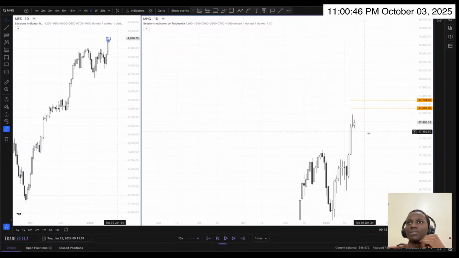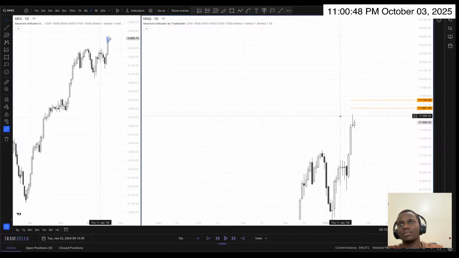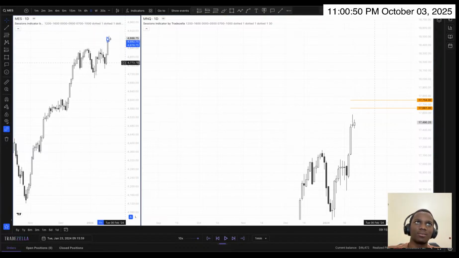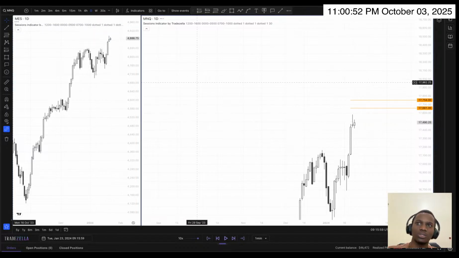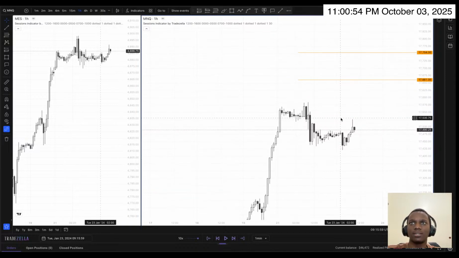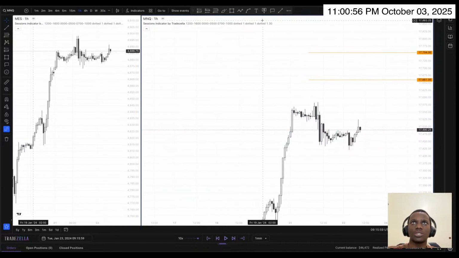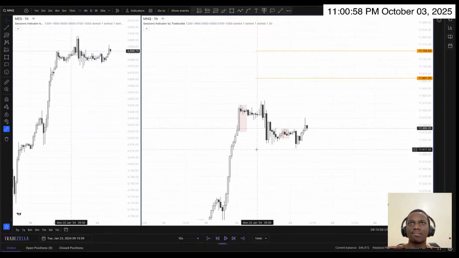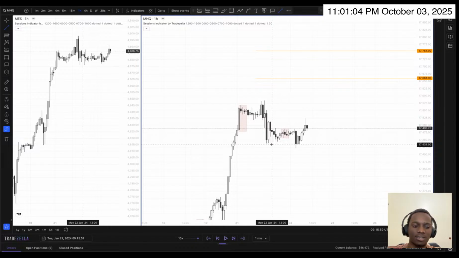Day was flat, but I'm still bullish. I don't see any reason the market will go lower. At least it hasn't shown me one yet. Where is the Asia session? Okay, here it is. We've run the lows and we have a crazy SMT here.